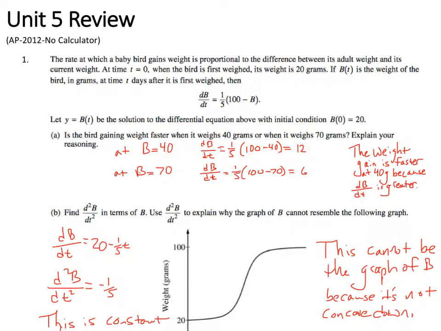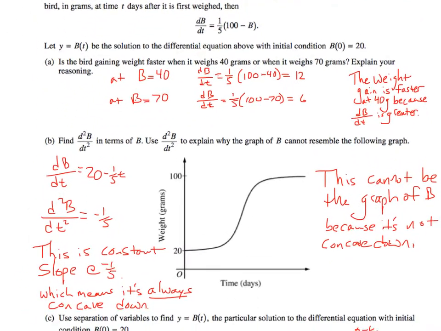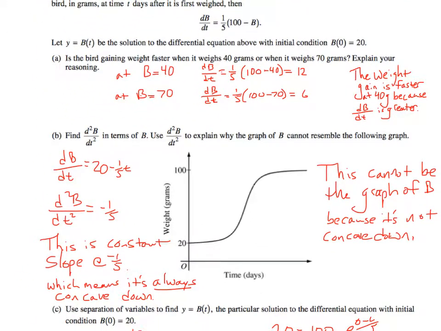Changing here, if it's gaining or decreasing, that's rate of change. Rate of change is slope. Slope is the derivative. So we're just asking to find the derivative. Find the derivative when B is 40, and we get 12. Find the derivative when B is 70, and we get 6. All right, so which one's gaining faster? Well, this is a steeper slope. So when it's 40 grams in weight, it is increasing weight faster because it's younger. And when it's older at 70 grams, then it's not gaining as much.